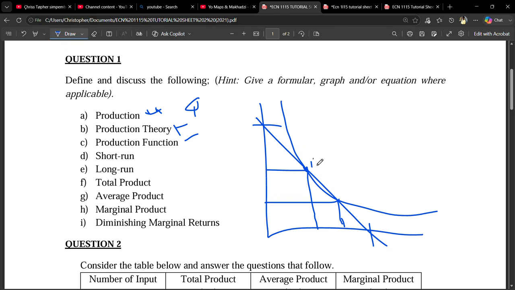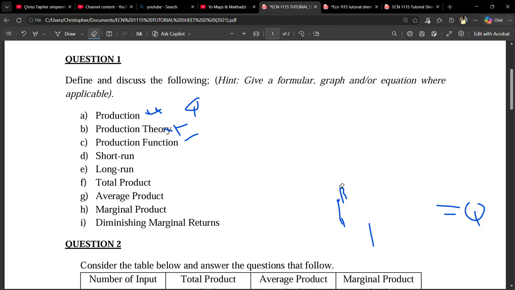So the inputs at A and the inputs at B cost the same total cost. Remember that inputs on the same isoquant cost the same, and probably they produce the same quantity. So that is that. That is about this one, but since we're not talking about that, we won't stick to it. So we're going to move on.